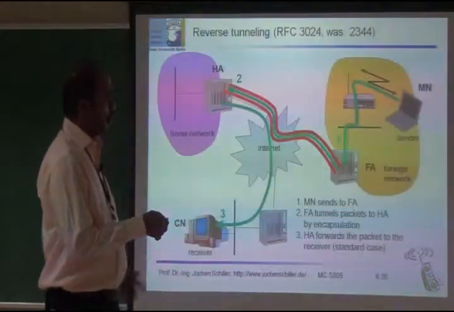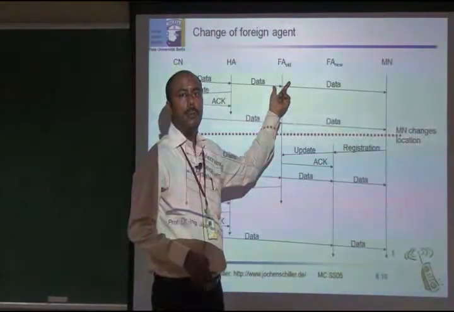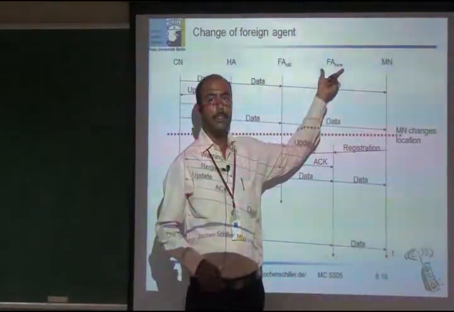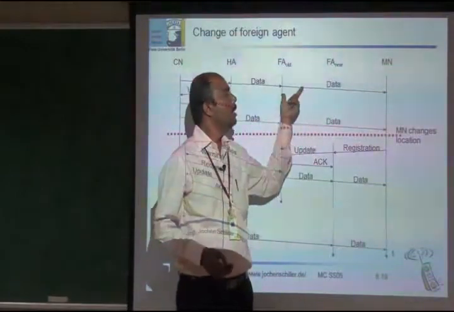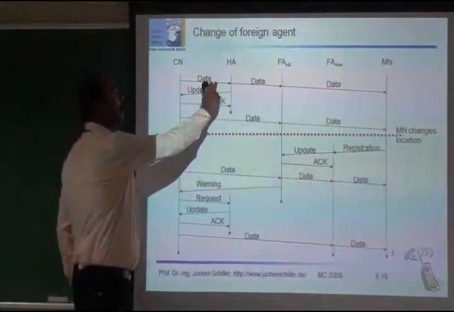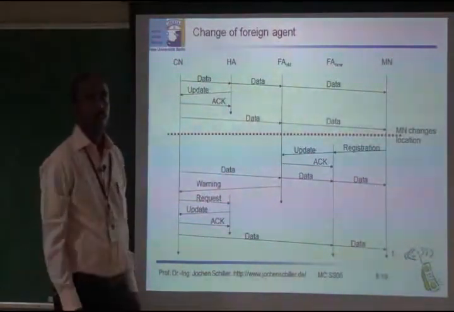So this is what is happening: FA old will know about the care-of address of the MN by using the FA new already. So it will directly communicate with the MN. And after getting the data, the home agent will update the correspondent node.